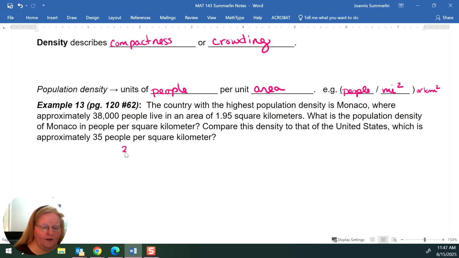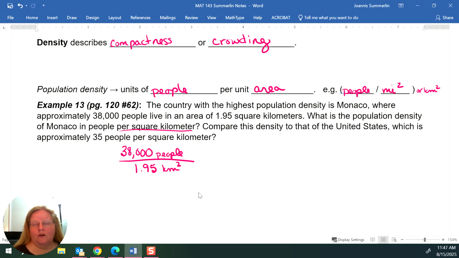So when we have 38,000 people over 1.95 kilometers square, because that's what they told us, they want us to change this so that it's per square kilometer. They just want it to be 1 square kilometer down here. We can get that rather easily by just going ahead and simplifying this fraction.